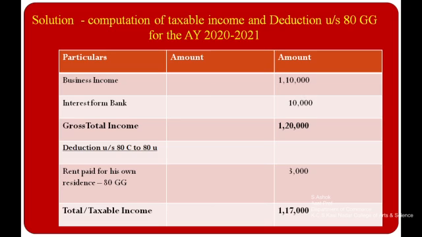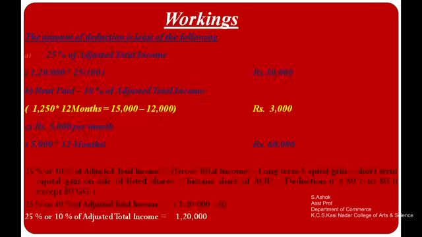Let's see the workings for the sum. Just look at the workings. I have applied the conditions for the amount deductible. The amount of deduction is the least of the following, the least of the amounts eligible for deduction under section 80GG. The first one is 25% of adjusted gross total income. So first we have to find out the adjusted gross total income. See below.